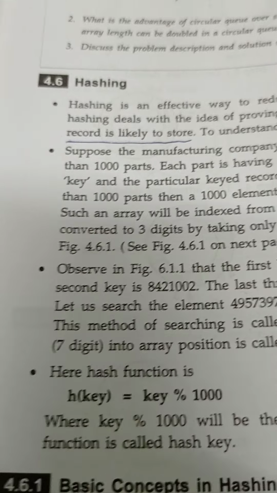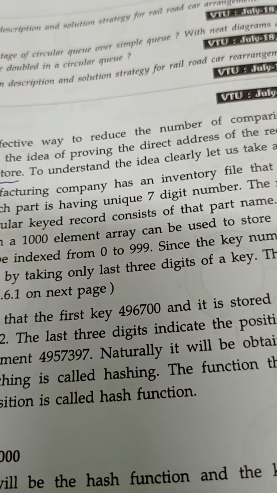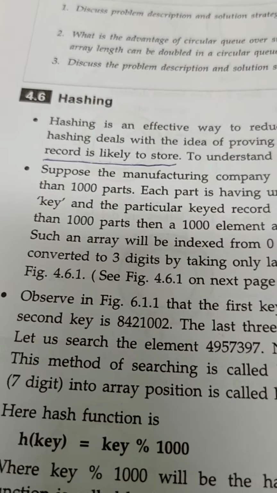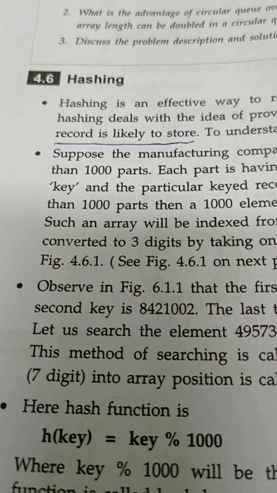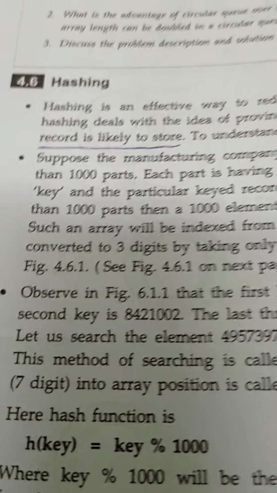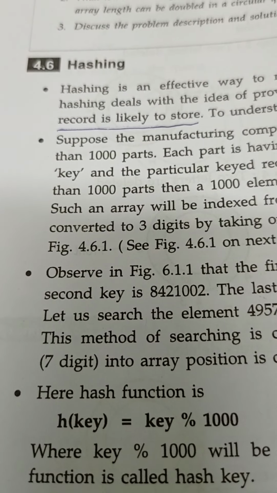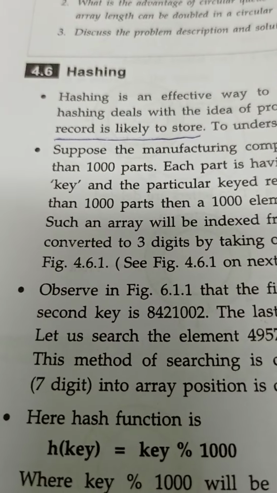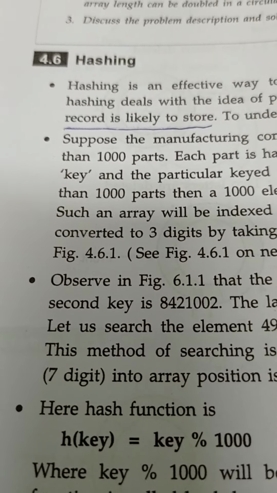hashing. What is hashing? Hashing is an effective way to reduce the number of comparisons. Hashing deals with the idea of providing the direct address of the record where the record is likely to be stored. Suppose there are many thousands of data items. How can we store the data in memory, in which location do we store it, and how can we access it? Using the concept of hashing, we can store the data and retrieve it easily.